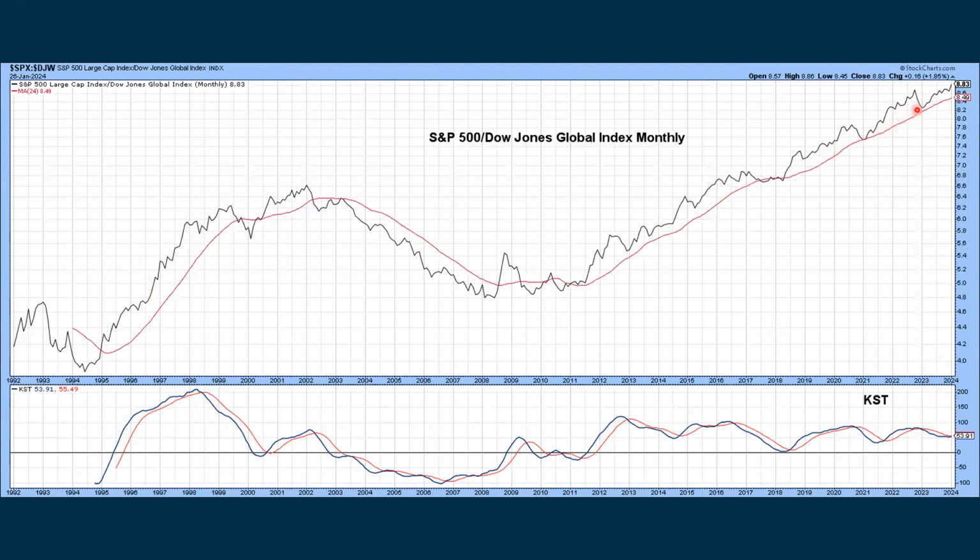Then we look at a monthly chart of the S&P and do a ratio with the global index. And when this is going up, that means the S&P is outperforming. This is a monthly chart, so it takes a while for this KST, which is already a long-term oscillator. It's trying to cross over the red line, but hasn't quite done that yet. Then at the end of this video, I make a list of all the positive things and the negative things.